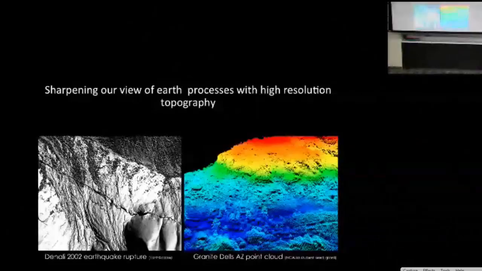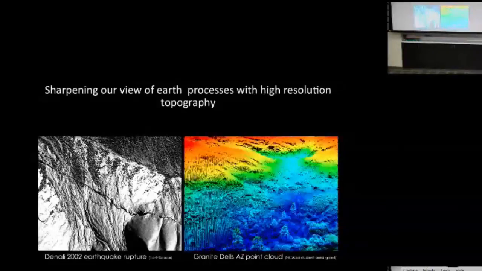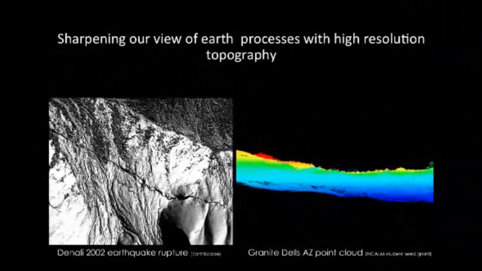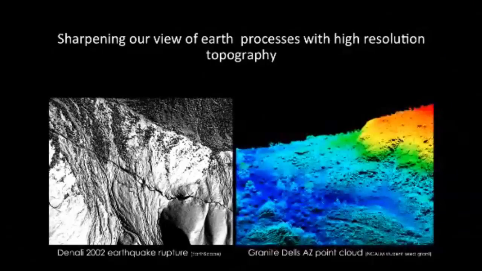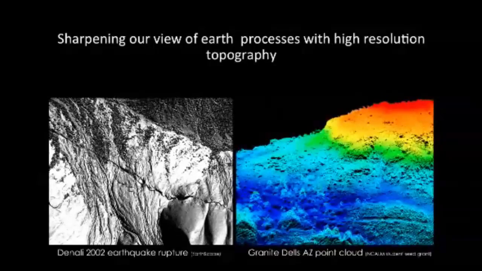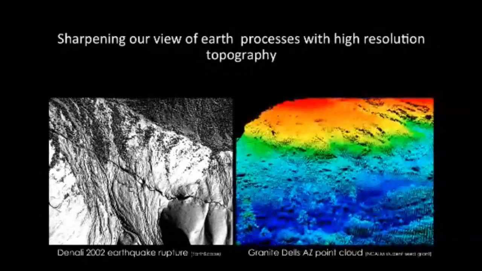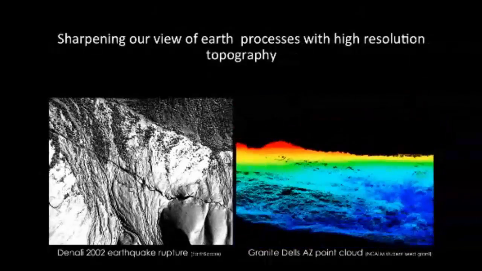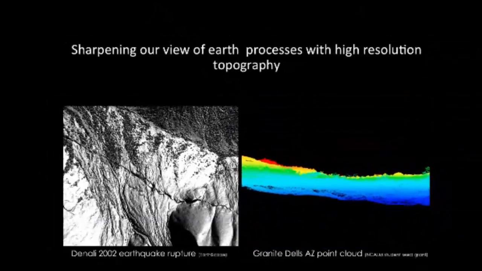Are these both LiDAR? Can you point out when they're structure from motion? Yeah, these are both LiDAR. So this is an EarthScope LiDAR data set. This is an NCALM seed grant data set, but both airborne data. You can even tell a little bit on here, you see the lines of the scan lines for the laser scanner. And this is probably a 50-centimeter digital elevation model.